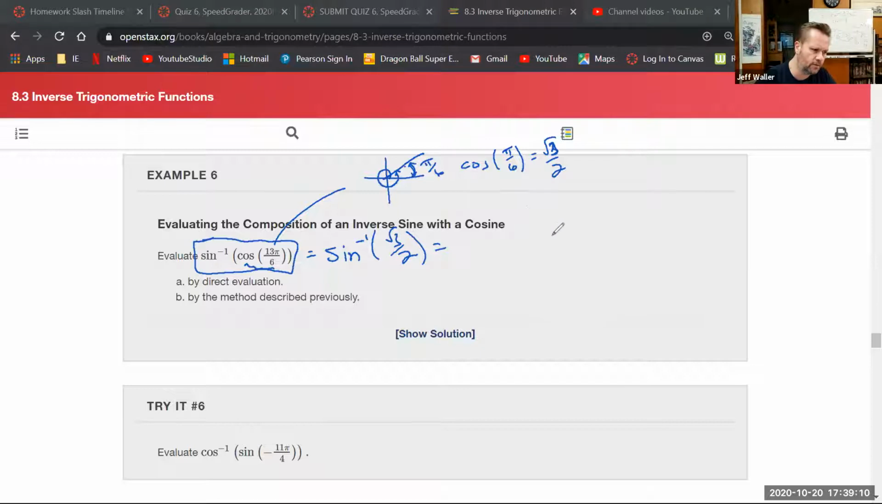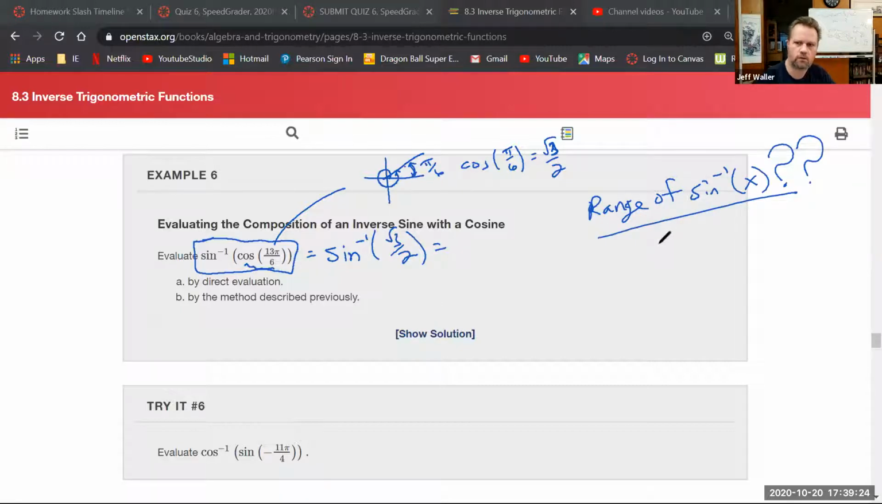But the output for inverse sine, who remembers this? What's the range of inverse sine? Negative pi over 2 to pi over 2. I like it. And of course, for inverse cosine, that's from 0 to pi. That's the one that's actually nicer in certain applications that we're going to see later.